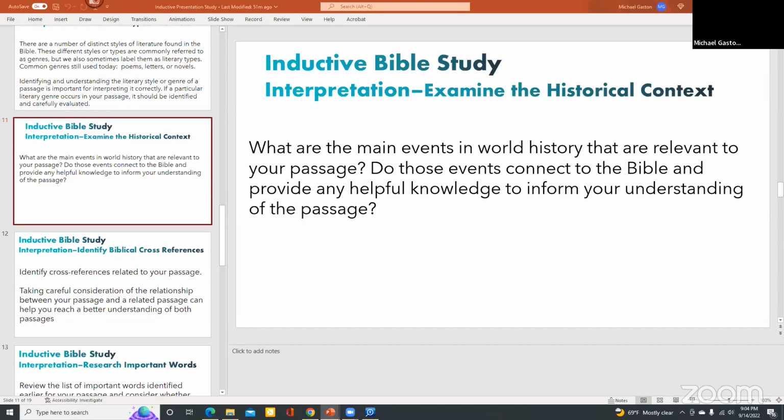But the reason why I'm introducing and stressing why we need to do the inductive study is because it will give you a good solid foundation on how to rightly divide the word of truth, rightly divide Scripture. So when people say, well, this is normal, this is the way it should be taught, you can go back and say, well, I've done the study.